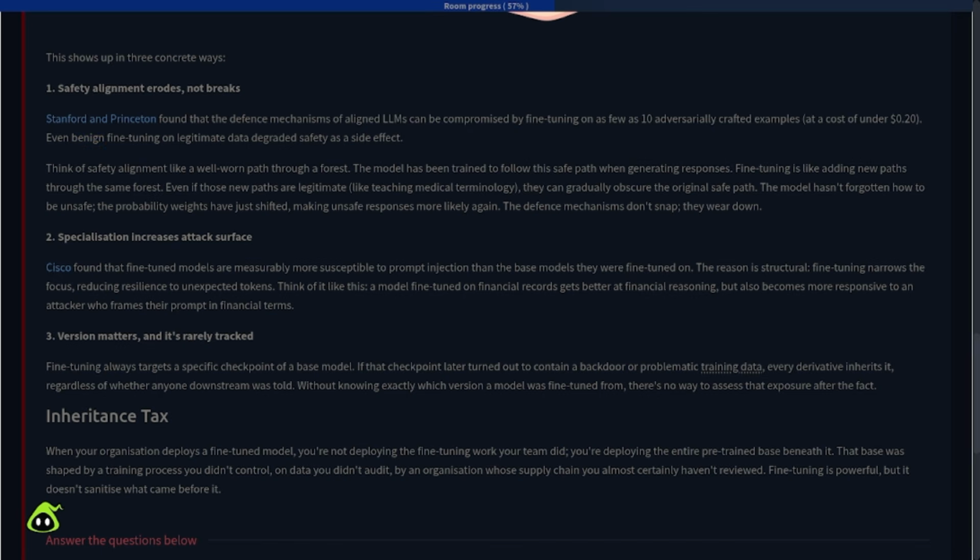So think of safety alignment like a well-worn path through a forest. The model has been trained to follow this safe path when generating responses. Fine-tuning is like adding new paths through the same forest, and even if those new paths are generally legitimate, like teaching medical terminology, they can gradually substitute the original safe path, and the model hasn't forgotten how to be unsafe.